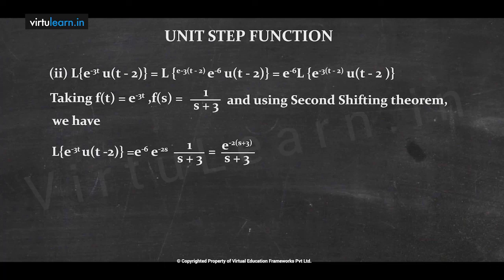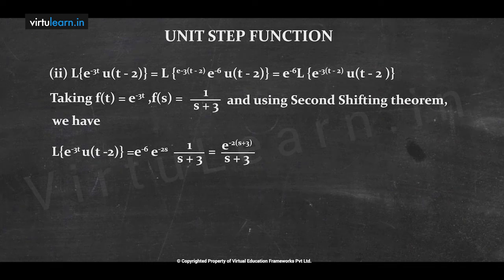What is f of t according to this one? Instead of t minus 2, you should understand that it is t. F of t is e power minus 3t. Then f bar of s equal to, what is that? 1 by s plus 3. Because the Laplace transform of f of t, which is e power minus 3t, is 1 by s plus 3. That's why I am writing directly f bar of s equal to 1 by s plus 3.